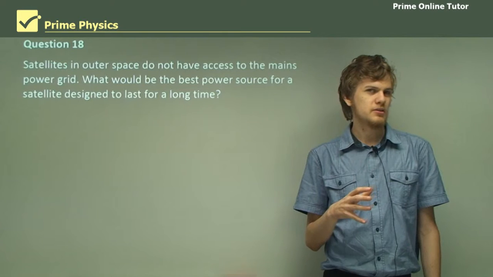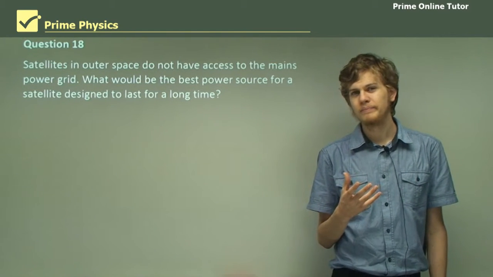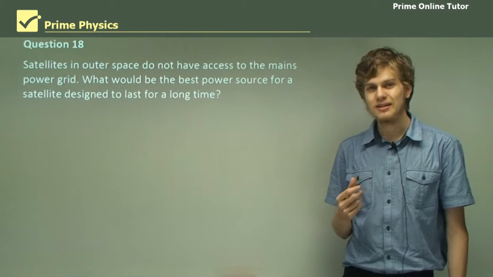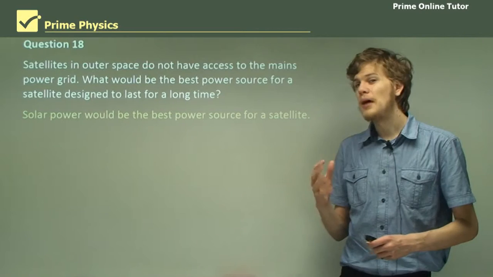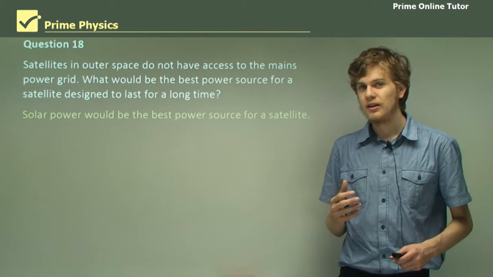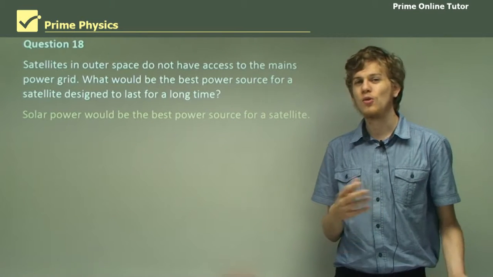But as long as we're in space, there's one sort of energy that will last even longer than nuclear power. That is, of course, solar energy. So solar power would in fact be the best source of energy for a satellite. That's why most satellites have very large solar panels that almost look like wings.